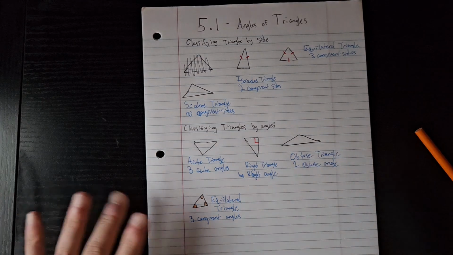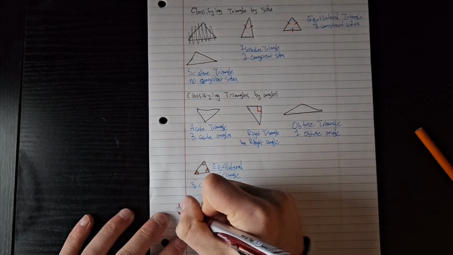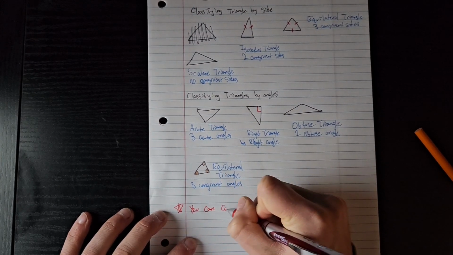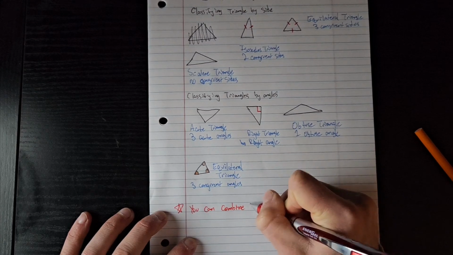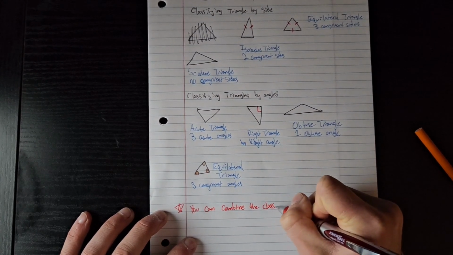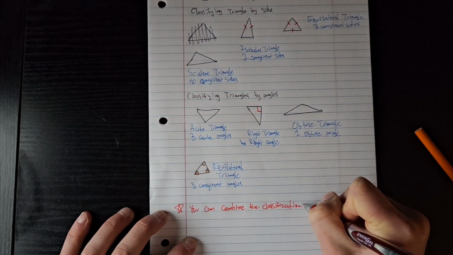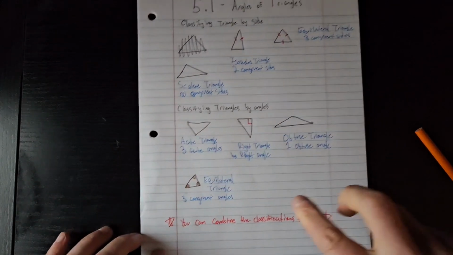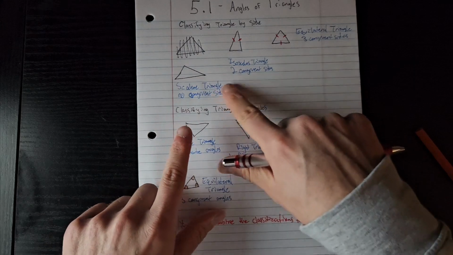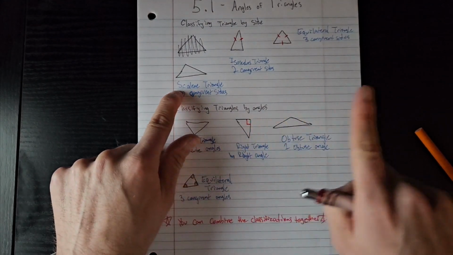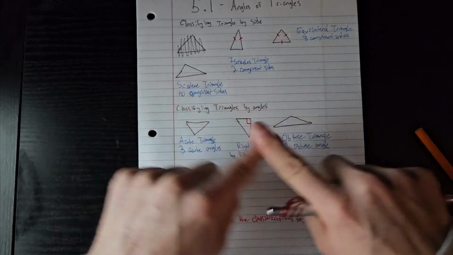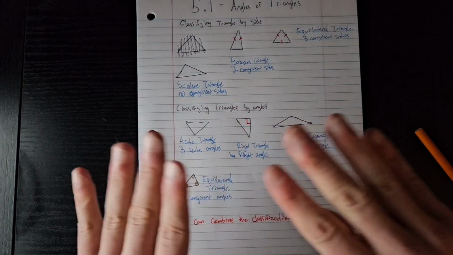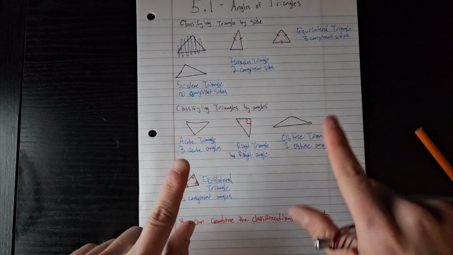Note on all of this is the fact that you can combine the classifications together. What do I mean by this? That means that I could take one of these triangles, like scalene and obtuse. I can combine those to make a scalene obtuse triangle. It doesn't work for all of the triangles, but you can do it for some cases.